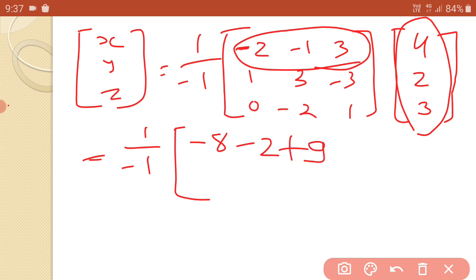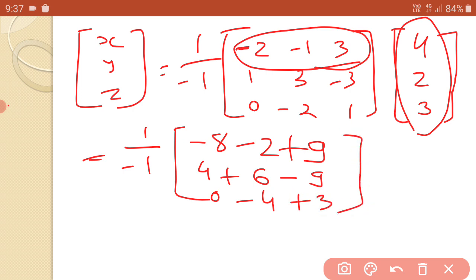Second row, first column, so 4 1s are 4, 3 2s are 6, minus 9. Then 0 into 4 is 0, minus 2 into 2 means minus 4, 1 3s are 3. This answer will come.